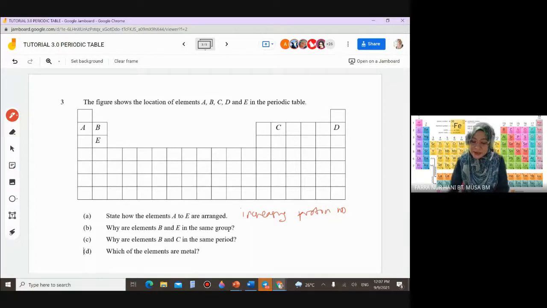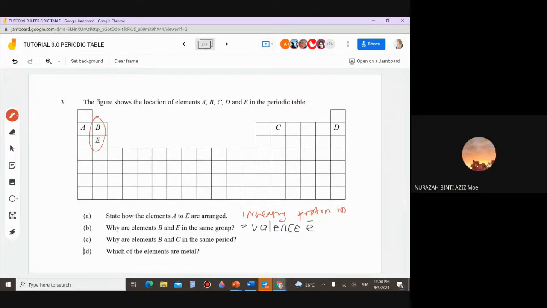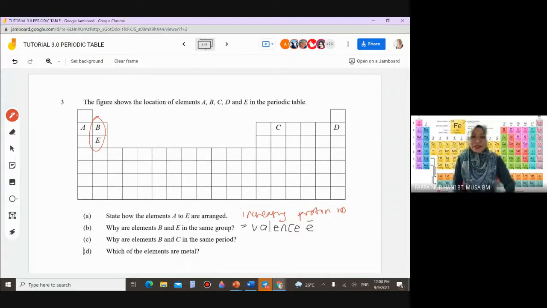Why are elements B and E in the same group? How do you answer this? Because they have the same valence electron. Very good. Same valence electron. Okay, good. C, why are B and C in the same period? Same quantum level. Same shell. Valence shell. Okay, yes, correct.